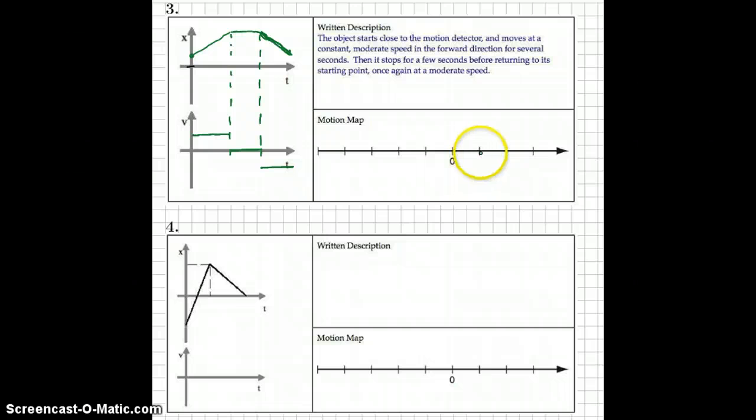Okay, so motion map, we start in the positive region, and we moved in the positive direction. We moved in the positive direction. We moved in the positive direction, and then I sat still, so I'll show that by just moving upward here so I can not have my dots on top of each other. Then I came back at about the same speed, so my dots are about the same distance apart.